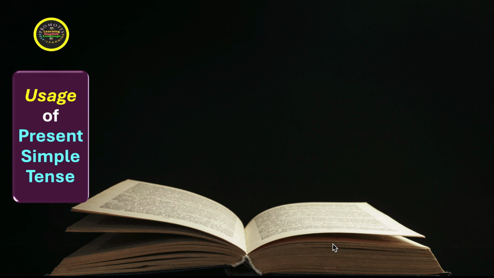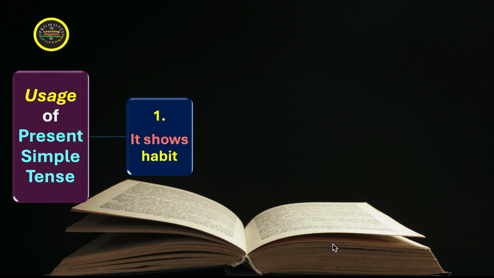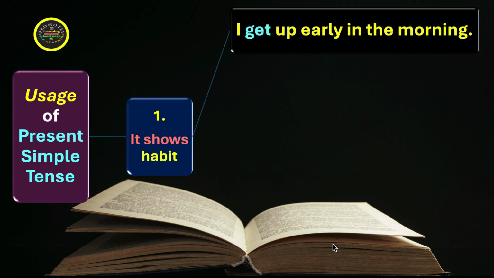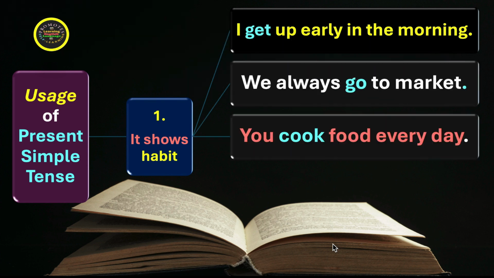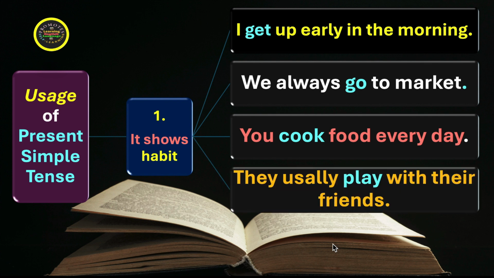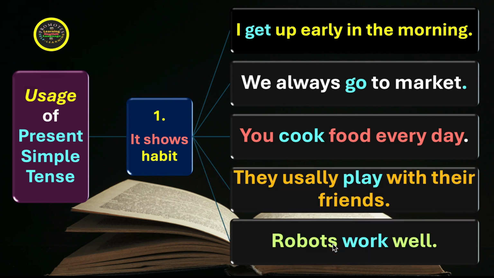We continue our discussion. Now, usage of present simple tense, and the first point is it shows habit. Let's see examples. I get up early in the morning. It's my habit to get up every day in the morning. Likewise, we always go to market. You cook food every day. They usually play with their friends. Robots work well. So what we notice is that all these sentences show habit. The task being repeated every day, again and again.